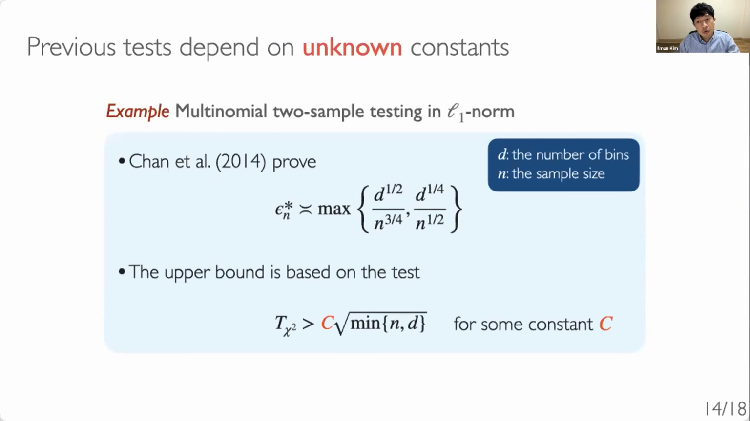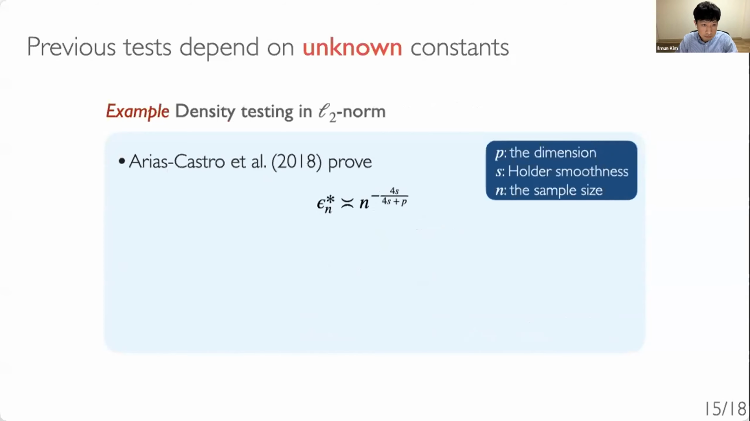In particular, they show that if we reject the null when a modified chi-square test statistic is greater than some constant times the square root of the minimum between n and d, then the resulting test is minimax rate optimal in L1 distance. However, in practical applications, we don't know how large this constant c should be in order to control the type 1 error rate. So it has been unknown whether there is a minimax optimal test that is practically implementable.